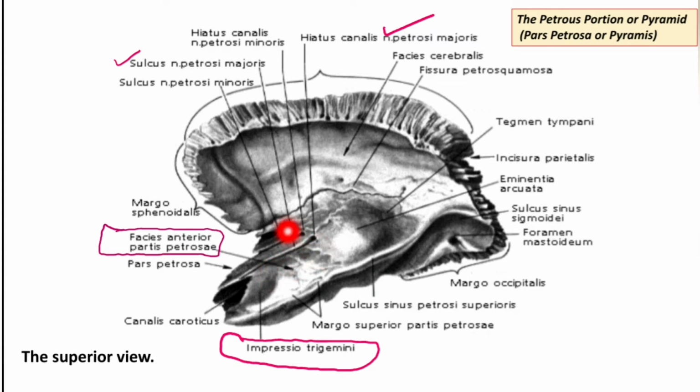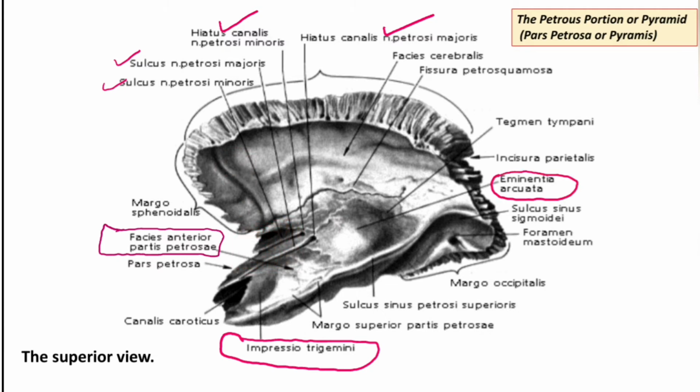Then externally you can see another one, which is a little bit smaller. It's called the hiatus for the lesser petrosal nerve, hiatus canalis nervi petrosi minoris. You can see it here, and it continues as a sulcus. Here is the sulcus for the lesser petrosal nerve, sulcus nervi petrosi minoris, this one.